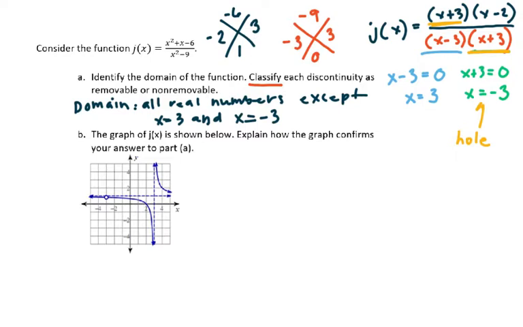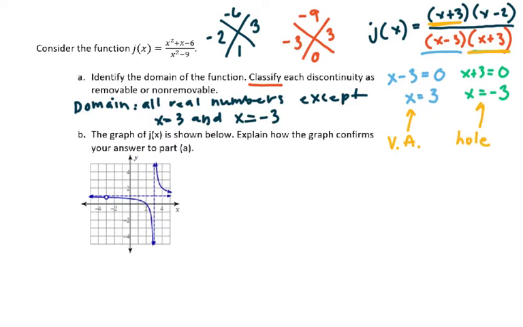Now we have one more domain restriction to classify. This factor, x minus 3, occurs only in the denominator and not the numerator. So we say that x equals 3 is our vertical asymptote because it makes only our denominator equal to 0.